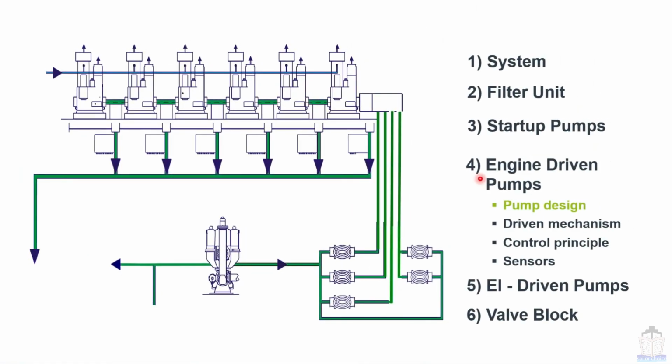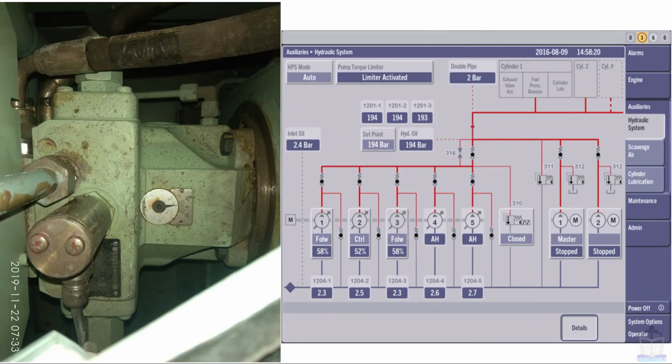So our next, fourth topic is engine driven pumps. Subtopic is pump design. This is a picture of an engine driven pump, which is nothing but a swash plate pump, and here these pumps are represented like 1, 2, 3, 4 and 5. These pumps are variable displacement type. That means the amount of flow from the pump can be altered and hence different pressure can be achieved.